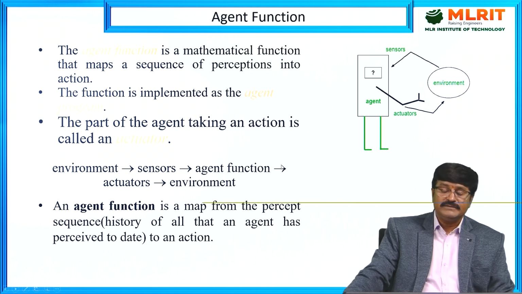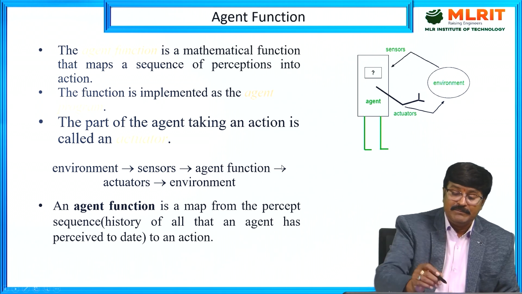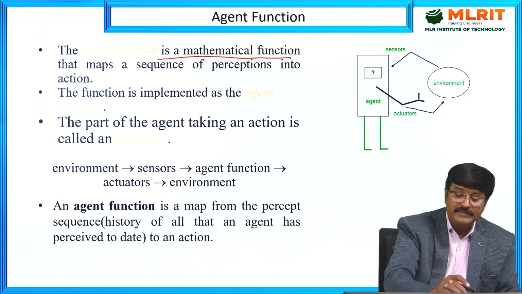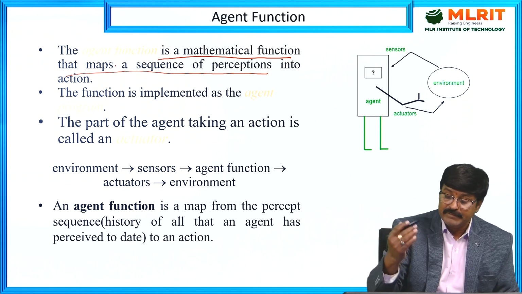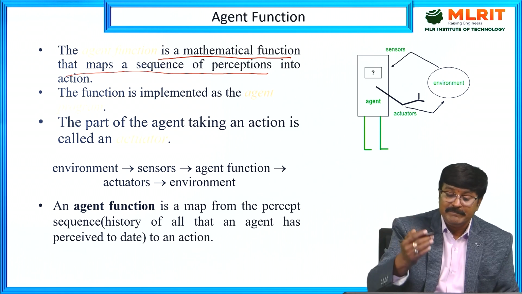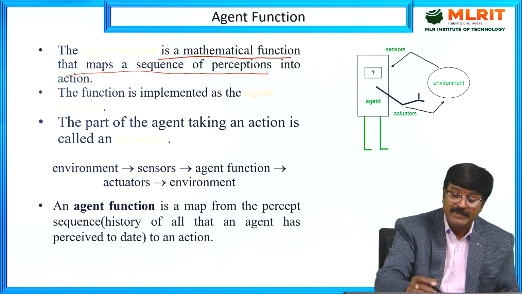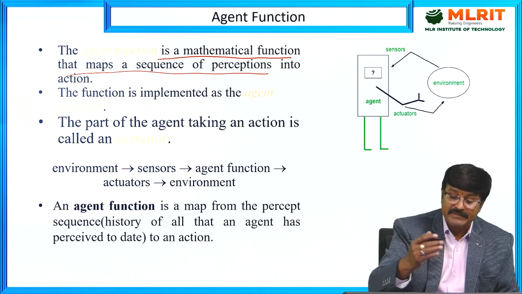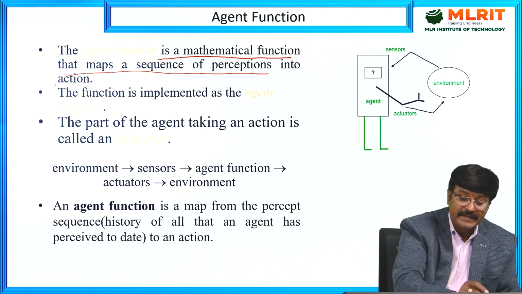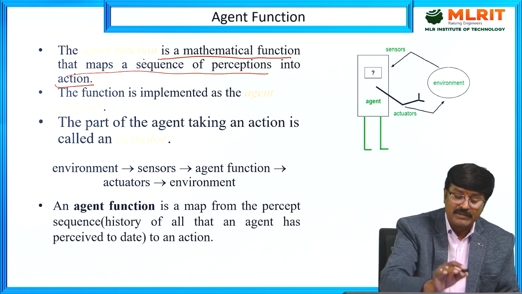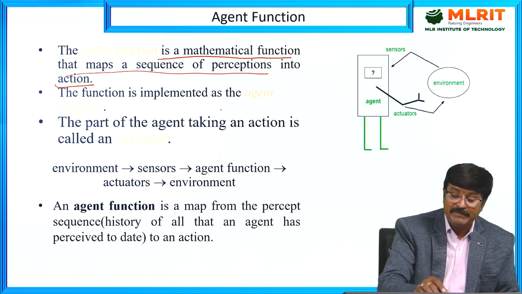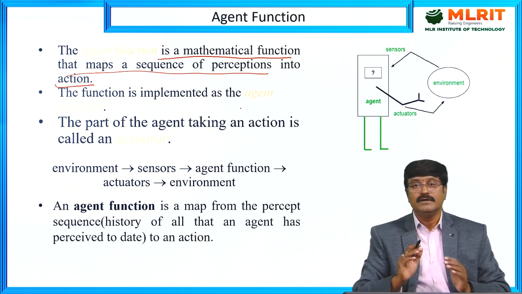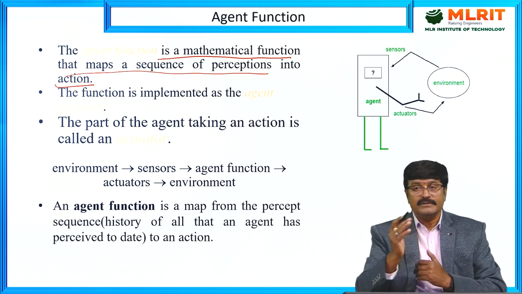The agent function is a mathematical function that maps the sequence of perceptions into action. Whatever perceptions there are from the environment, the agent function maps them, and based on the perceptions it takes the decision, and based on the decisions it takes the action. So that's why the agent function plays one of the main roles in an agent. The function is implemented as the agent program, because the agent works based on the program.